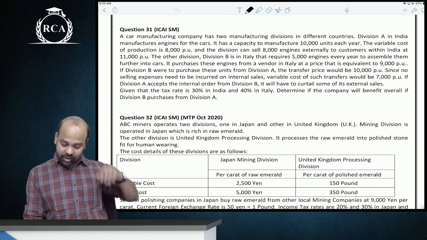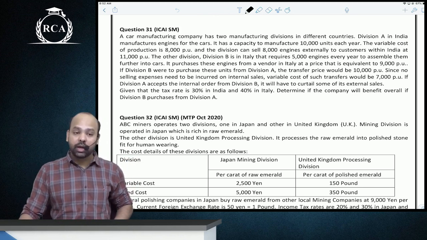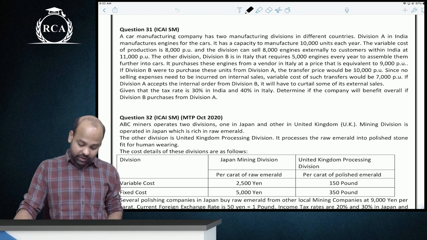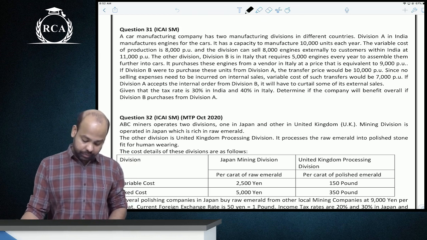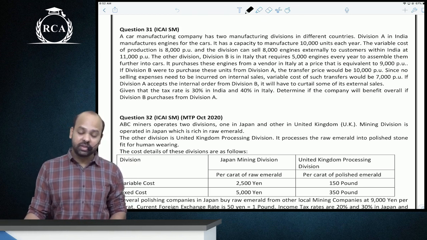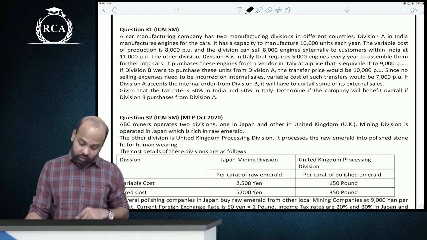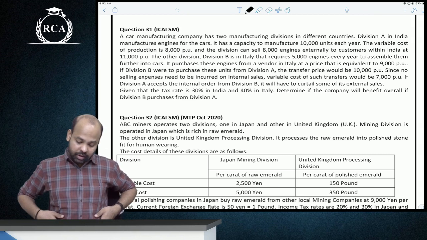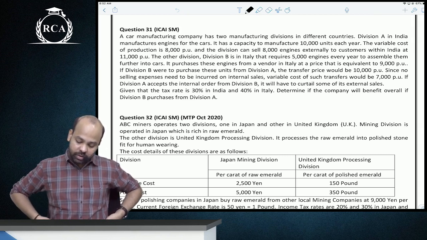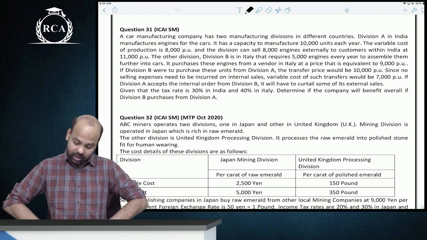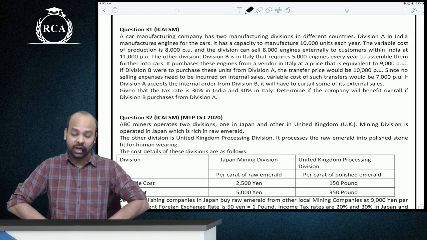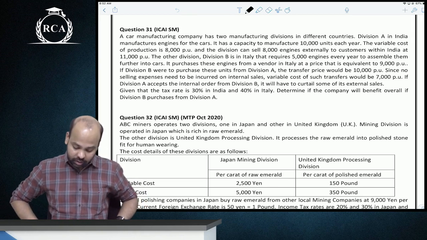The other division, division B, is in Italy, and requires 5,000 engines every year to assemble them further into cars. It purchases these engines from a vendor in Italy at a price equivalent to 9,000 rupees per unit. If division B were to purchase these units from division A, the transfer price would be 10,000 per unit, since no selling expenses need to be incurred on internal sales.